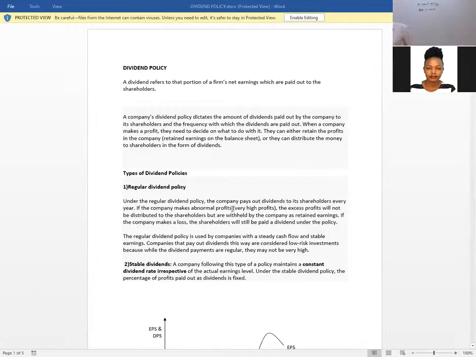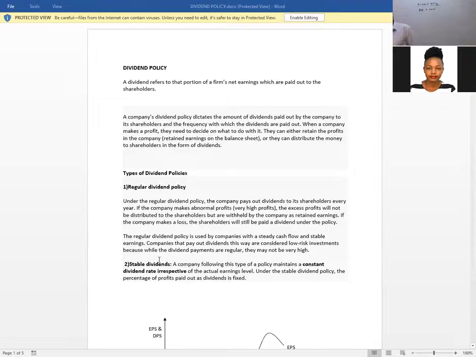Under the regular dividend policy, the company pays out dividends to its shareholders every year. This must be a blue chip company, one that, even during COVID, is still able to meet its obligations. If the company makes abnormal profits, very high profits, the excess profit will not be distributed to the shareholders but withheld by the company as retained earnings. If the company makes a loss, the shareholders will still be paid a dividend under the policy.